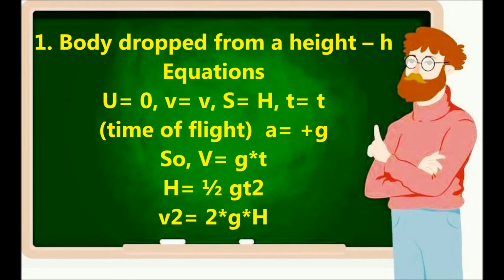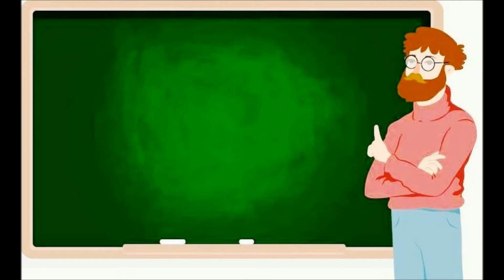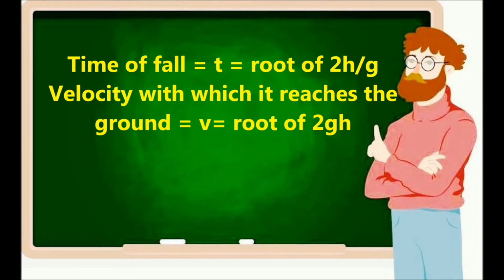So v is equal to u plus at. u is 0, so v will become gt. And s is equal to ut plus half at square. s is h, so h is equal to half gt square. v square minus u square is equal to 2as, so we saw in the last class. So v square is equal to 2gh. So time of fall, t is equal to root of 2h by g, from equation 2, h is equal to half gt square. Velocity with which it reaches the ground is root of 2gh, since v square is equal to 2gh.